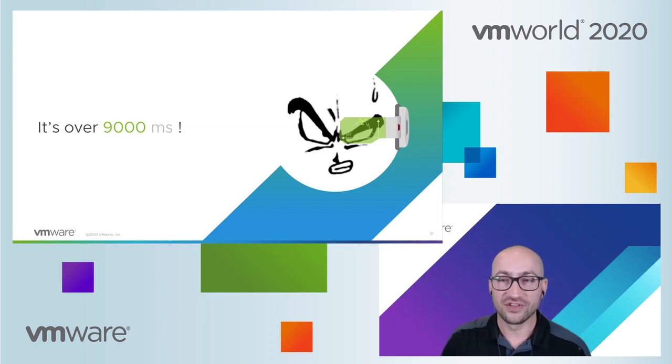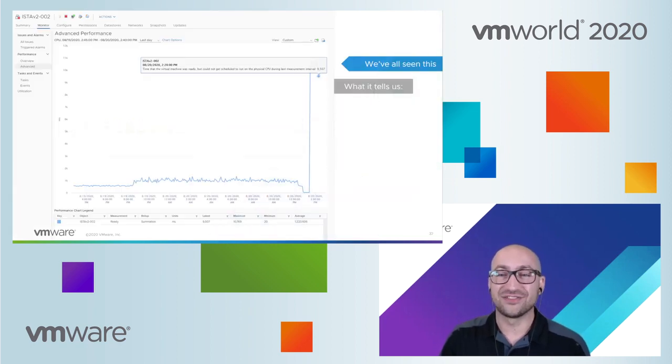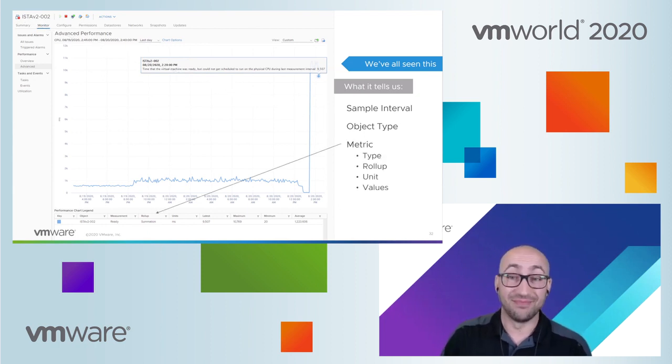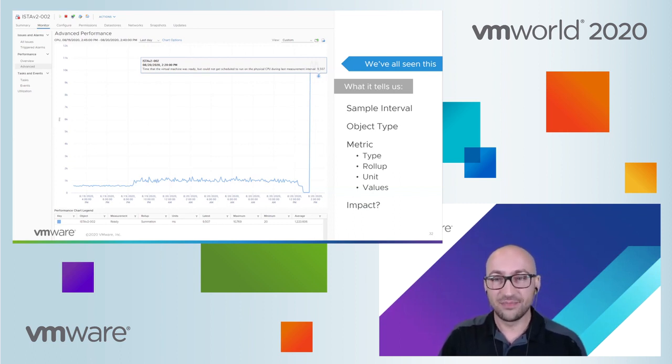As going with tradition, this is another slide that took me way too long for a joke that actually isn't all that good. In any case, we've seen over 9,000 milliseconds. What else do we see in the screenshot? We see the sample interval, the object type, the metric, what type it is, the roll-up, the unit, and the values. But what does it actually tell us? Does it tell us the impact? I'd argue it doesn't necessarily, and we need a lot more information to actually judge the impact.